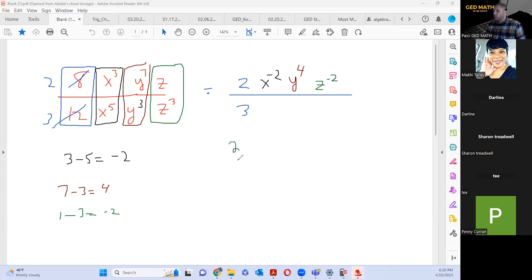So we have the 2 and the 3. They're going to stay the same. The X to the negative second becomes X squared. So you change the orientation and change the sign from negative to positive. My Y to the 4th is positive, so that's going to stay up top. And how about my Z to the negative second? Is that going to be on the top or the bottom?